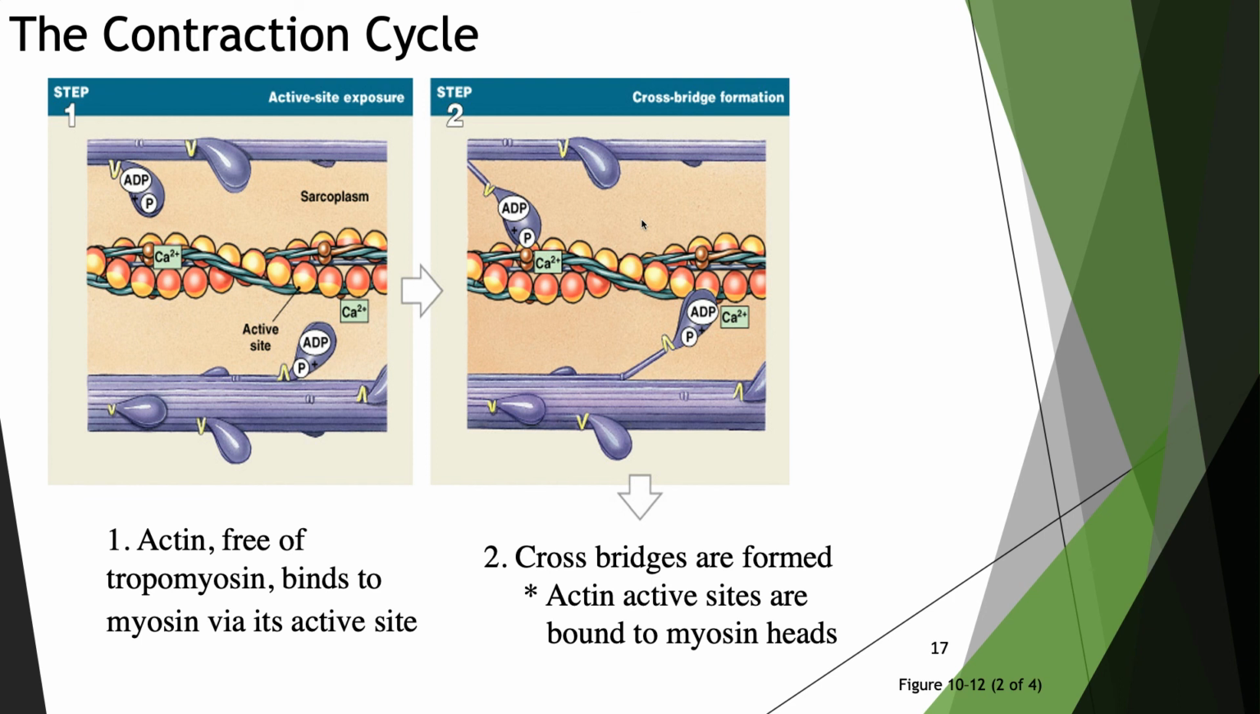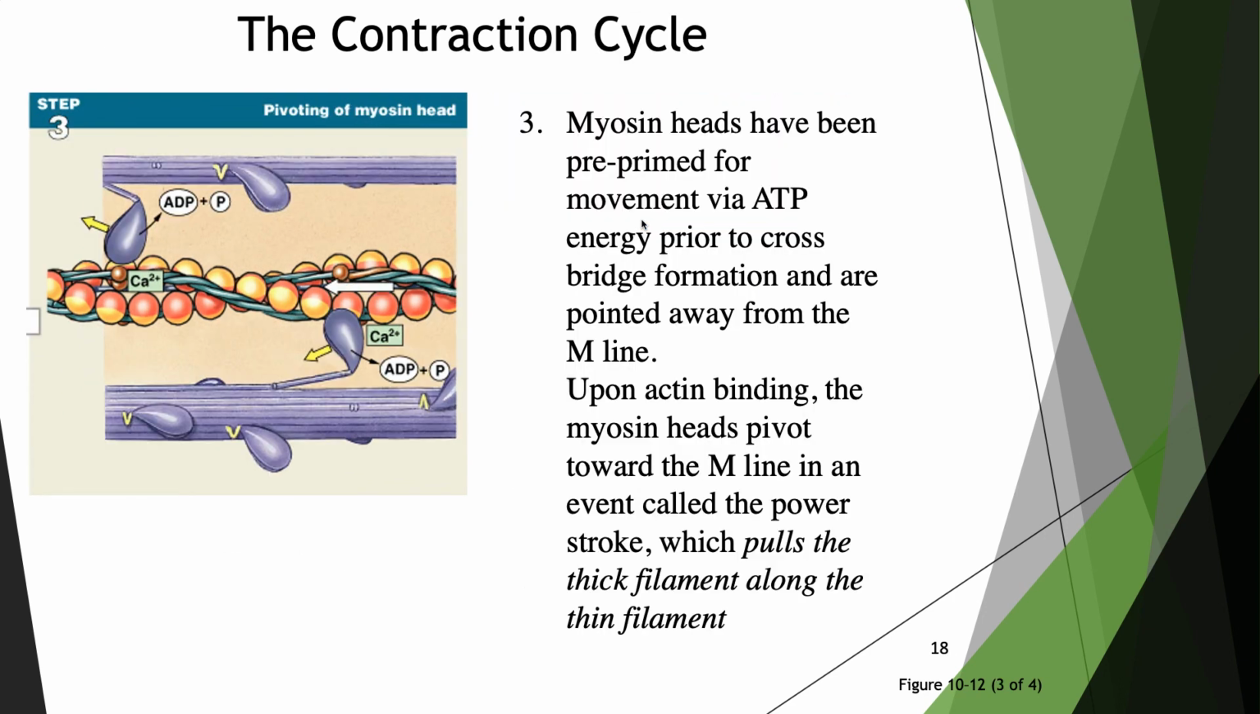In step 1, the actin, which is not bound to tropomyosin at this time, binds to myosin by its active site. In step 2, the cross bridges are formed. In step 3, the myosin heads have been pre-primed with ATP. And then upon binding of actin, the myosin head pivots, which will eventually result in what we call a power stroke.